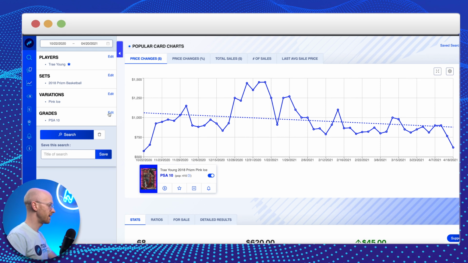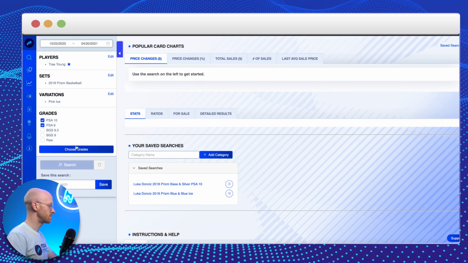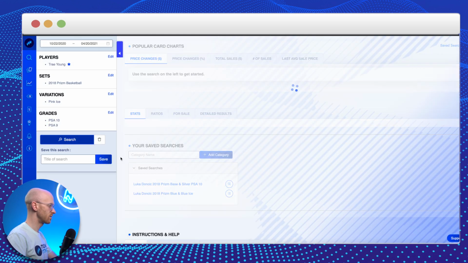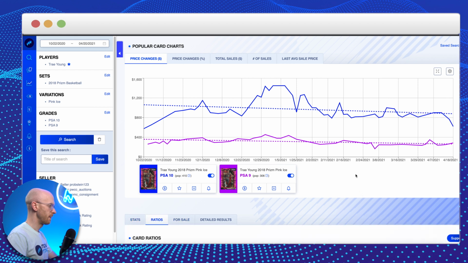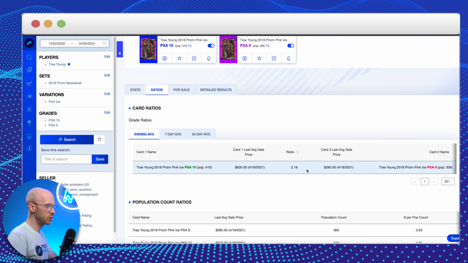Well, what if I compare Trae's Pink Ice PSA 10 to his PSA 9 and check the ratio? Now what I see here is a 2.18 ratio of the PSA 10 to the PSA 9, and that's not normal. The normal ratio for PSA 10 to PSA 9 on ultra modern rookies in basketball is going to be right around 3.5, somewhere between 3.3 and 3.75. 2.18 is way too low.